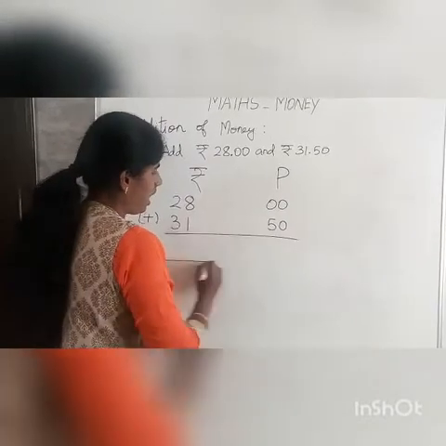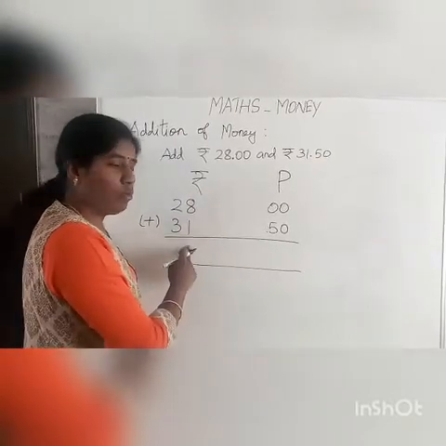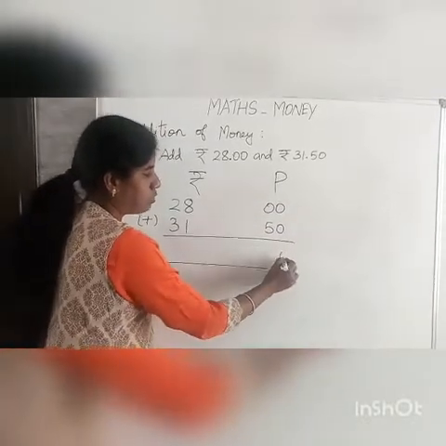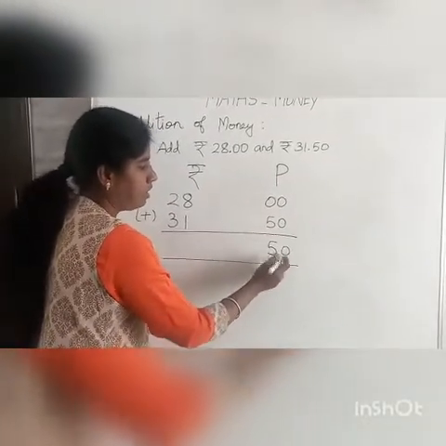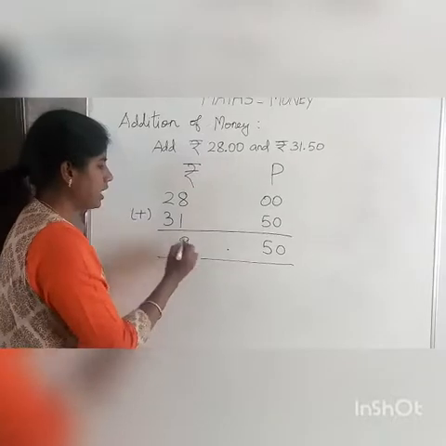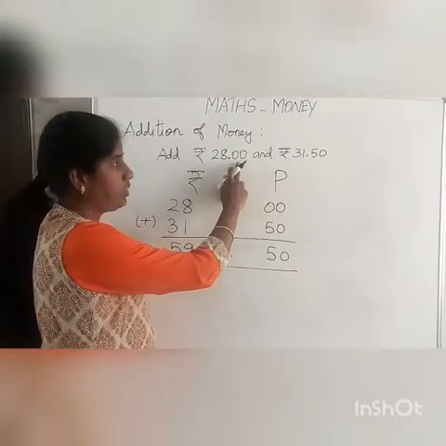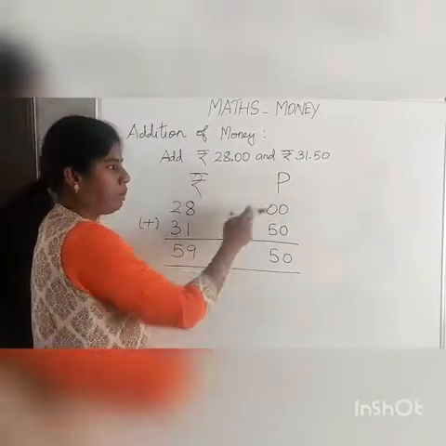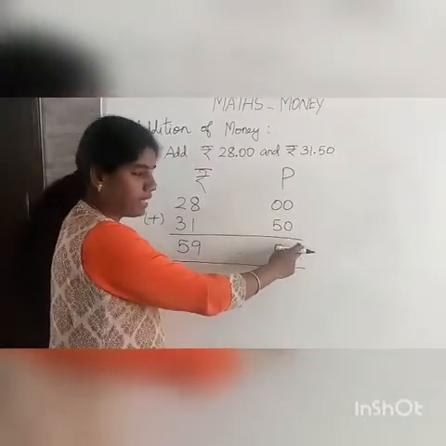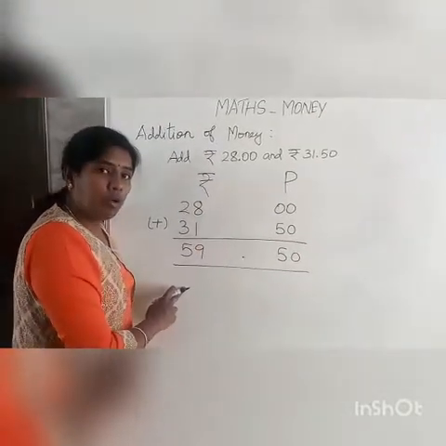Now we need to add this money. For adding we will start from the paise column and then move on to the rupees column. Under the paise column we will start from here. 0 plus 0 is 0, 0 plus 5 is 5. After that we will move on to the rupees column. 8 plus 1 is 9, 2 plus 3 is 5. So the money that they have given like this, we need to write it under rupee and paise column and then do the normal addition. For that addition we need to start from the paise column and then move on to the rupees column. So this is how we will do the addition of money.